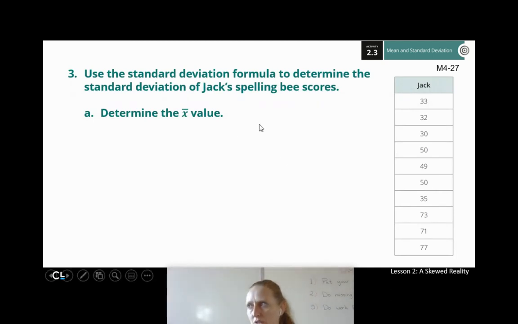We have A, B, C here, walk through each one, but start by determining the mean of Jack's data. Hit pause, find the mean, hit play to check your work.